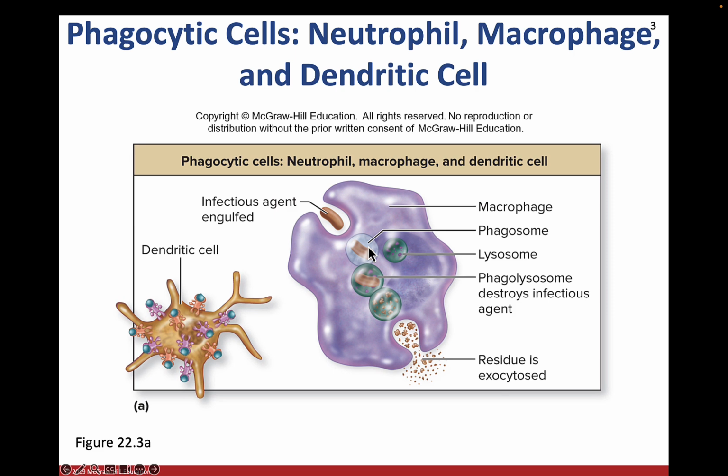That phagosome will be presented to a lysosome. Now we have a phagolysosome, and this is where the infectious agent will be destroyed, and any leftovers from the destructive process will be removed out of the cell via the process of exocytosis.